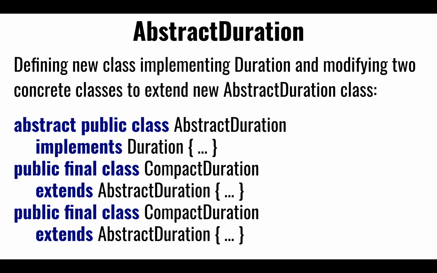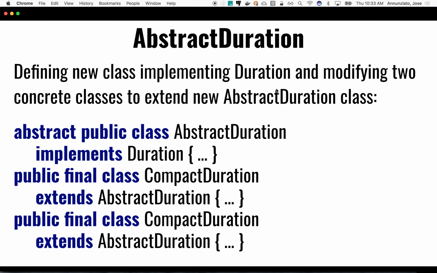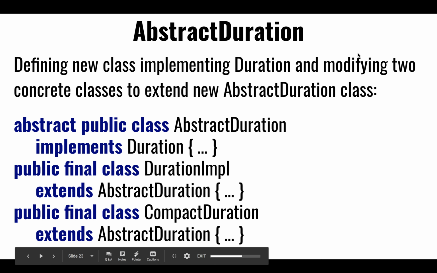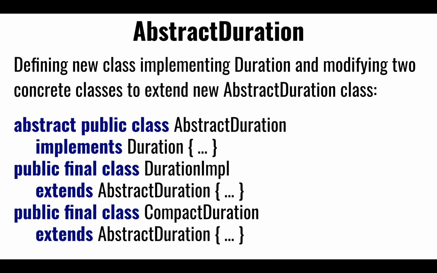So formally, this is the way you would write it. You would have the abstract duration that sits in the middle, implementing the duration interface, and then the two classes that I wrote the same. These are supposed to be, this is supposed to be duration impl. There we go. Both of them are going to be extending the abstract duration.